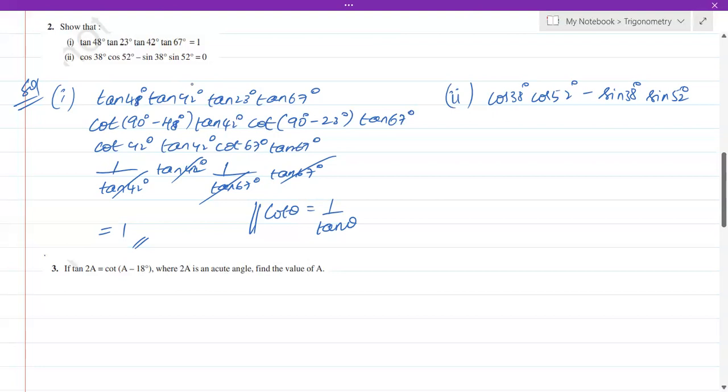Let's keep the second term as it is. Let's change the first term. In the first term there are two ratios. Let's change both. Cos 38 can be written as sine of 90 minus 38. Cos 52 can be written as sine of 90 minus 52. So minus the second term as it is, sine 38 sine 52 degrees.